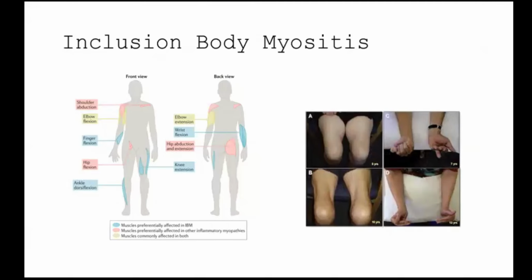So moving on to inclusion body myositis. This is one of the distal myopathies. Here the classic involvement includes the finger flexors, the quadriceps, and the tibialis anterior, where ankle dorsiflexion will be weak. So these three classic weaknesses will be there in inclusion body myositis.